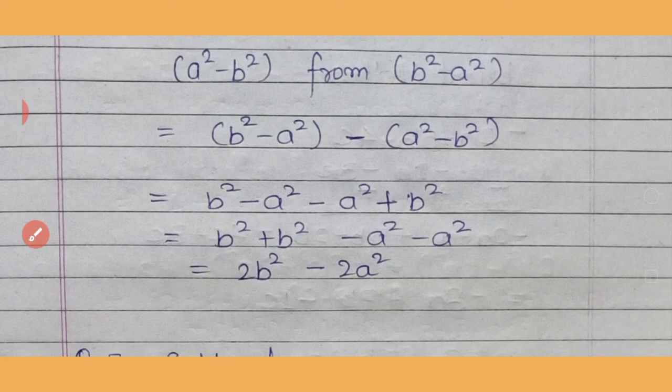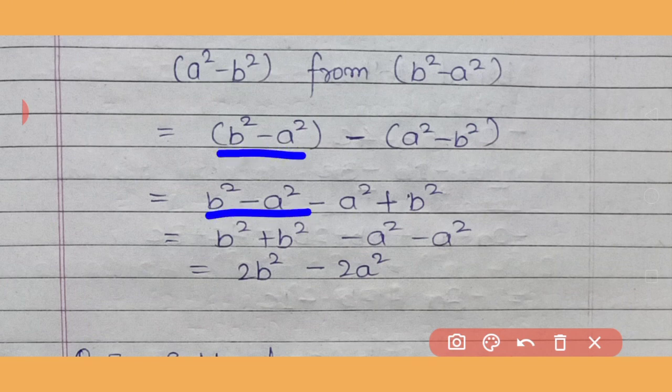Or you can directly understand that whenever we have to subtract, the second term's sign will be changed. So b square minus a square plus b square. Firstly put together the like terms: b square plus b square minus a square minus a square. So b square plus b square is equal to 2b square, and minus a square minus a square is equal to minus 2a square.